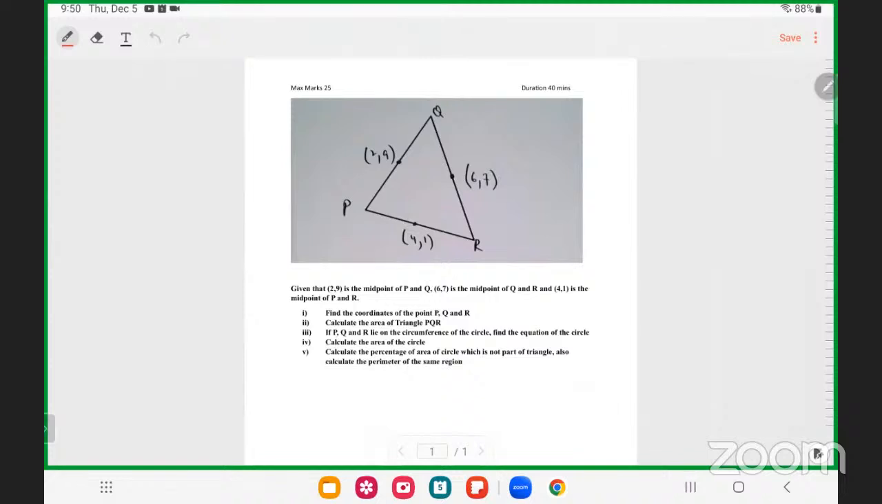Assalamu alaikum everyone. So this is the question that we need to discuss, and this question comprises coordinate geometry, equation of circles, and circular measure.